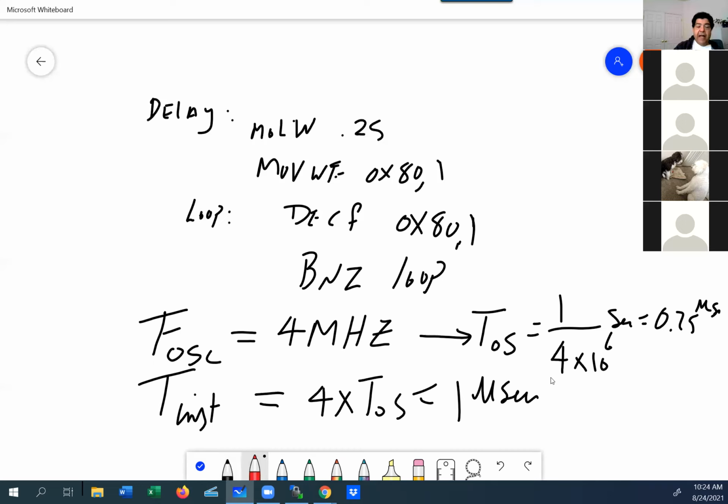So now I have to go back and see how many cycles it takes to do this instruction cycle. Then I multiply it by 1 microsecond, and I have my answer of how long it takes.